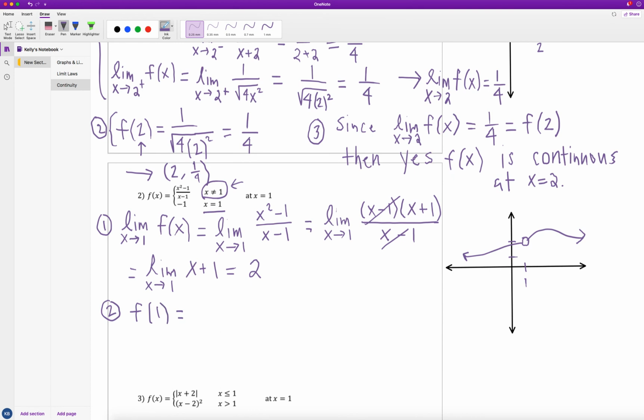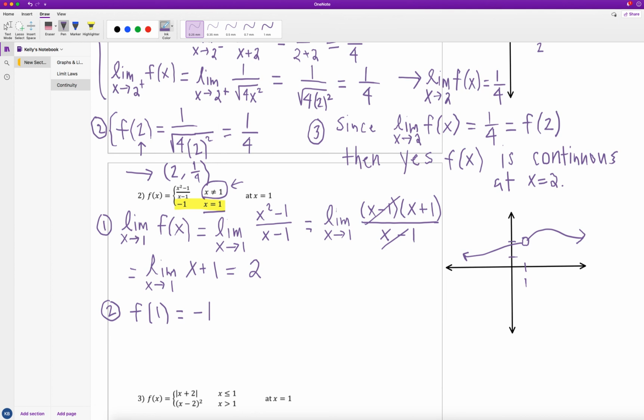And to figure out what f of 1 has to be equal to, if I go back to the piecewise function, I have to use the part of the piecewise function that deals with where x equals 1. So in this case, I'm going to use the bottom function because that's where x is equal to 1. So f of 1 then is going to be equal to negative 1. Now there's no place to plug the 1 into because f of x is already defined to be a constant.